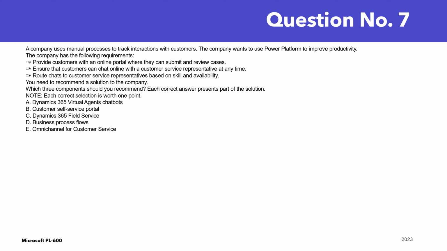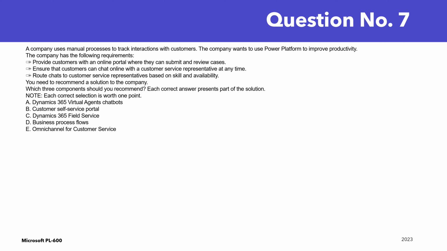A company uses manual processes to track interactions with customers. The company wants to use Power Platform to improve productivity. The company has the following requirements: provide customers with an online portal where they can submit and review cases. Ensure that customers can chat online with a customer service representative at any time. Route chats to customer service representatives based on skill and availability.